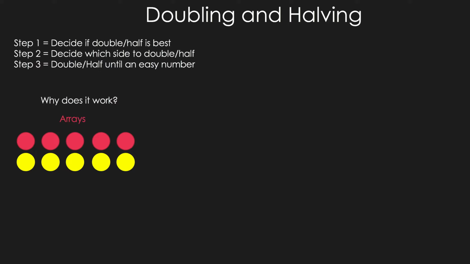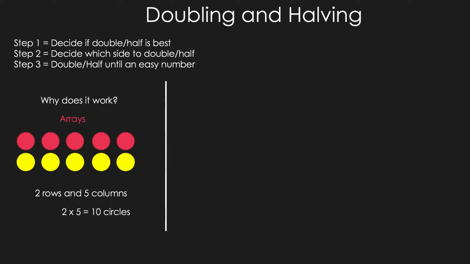Here we have a couple of arrays. Why does it work with arrays? Here we have one. We have 2 rows and 5 columns. How many circles do we have? If we multiply those two numbers, 2 times 5, we get 10 circles.